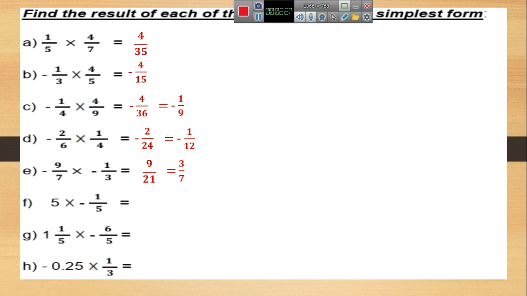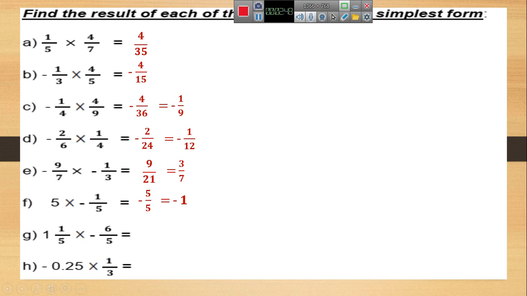5 times negative 1 over 5. Here, since 5 is an integer, we can make it over 1, and we complete multiplying both of them to get 5 times 1 and 1 times 5, negative 5 over 5 that equals negative 1.